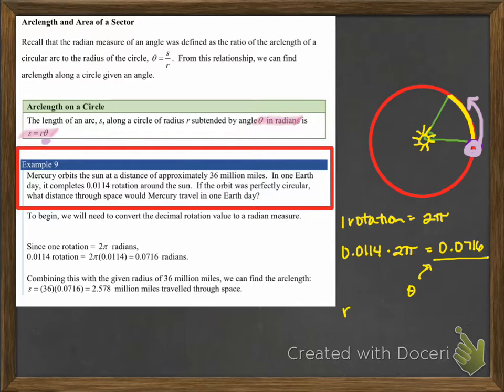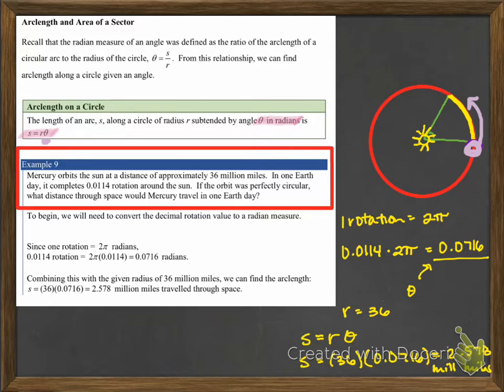My radius, I was given 36 million miles from the Sun. So now all I have to do is use my equation, arc length equals radius times theta. My arc length is 36 times my theta value of 0.0716, which will give me an arc length of 2.578 million miles.